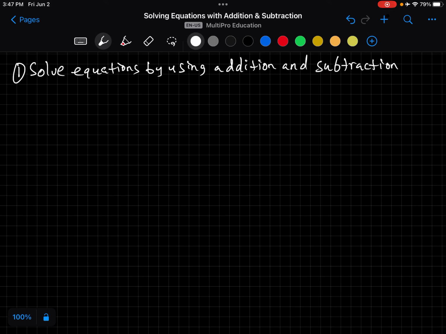Today we have one goal only. That is to solve equations by using addition and subtraction. So as I always say, let's dive on in.